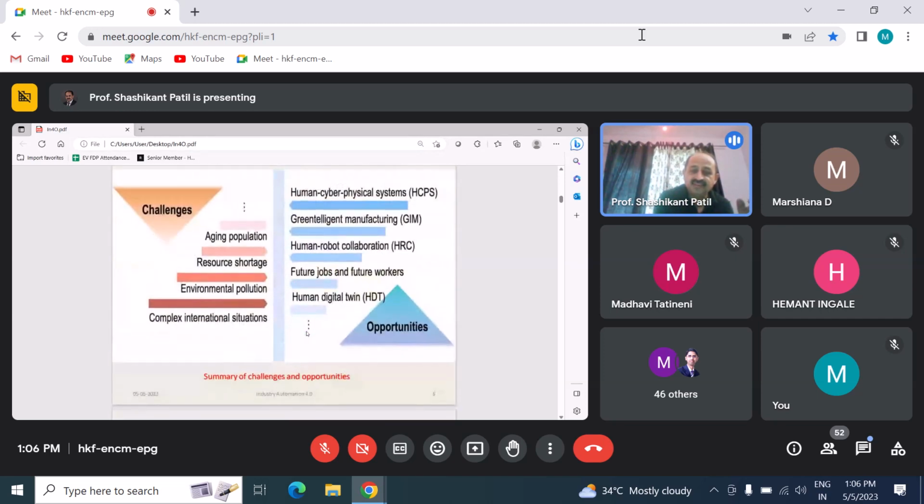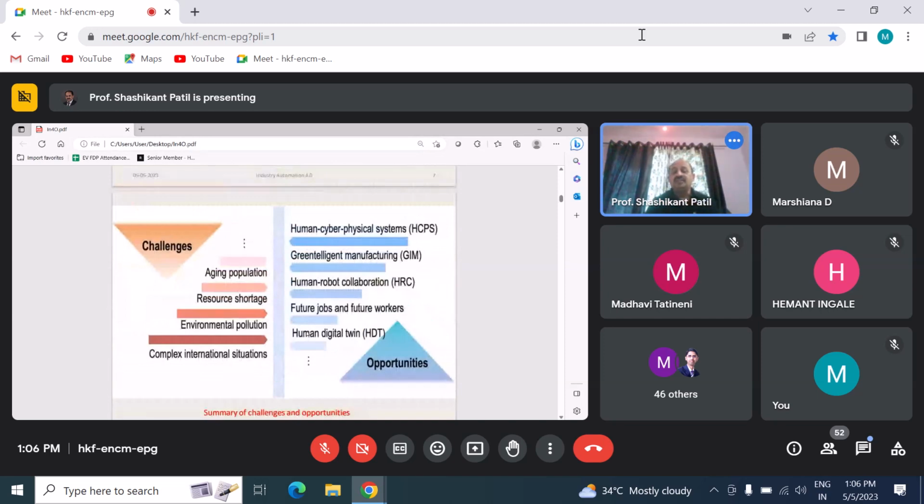Then, if you see this, there are some of the summary of challenges and opportunities. This is a summary of only the industry and society perspective, not a summary of Industry 4.0 or 5.0. So if you see the challenges, if you want to go hand in hand with industry and society transformation, if you want to club it together, these are some of the challenges.